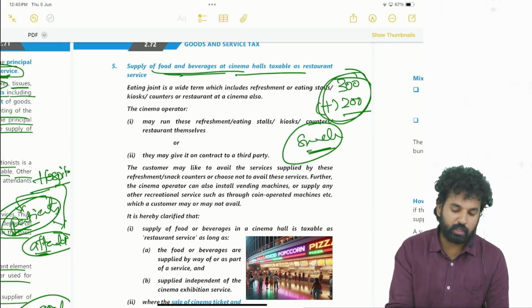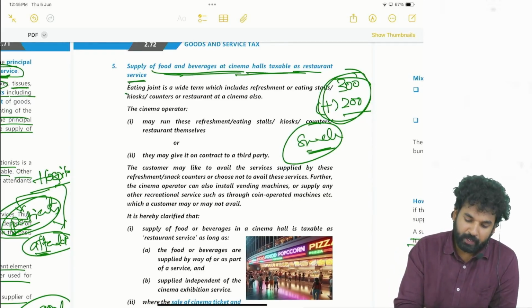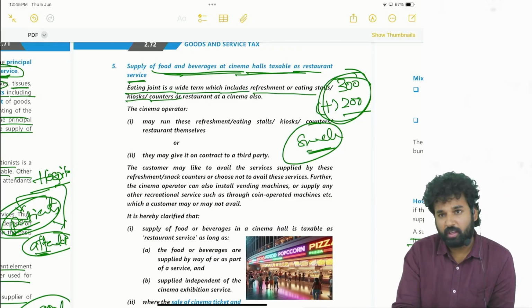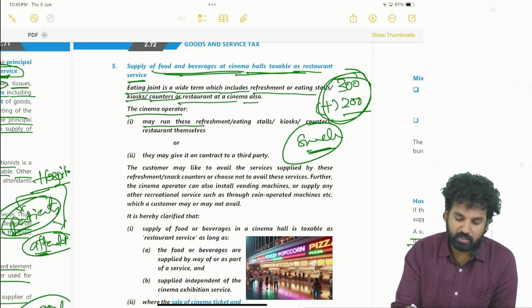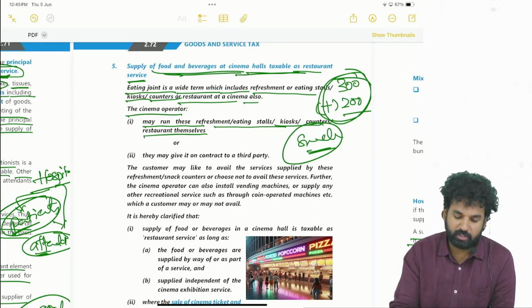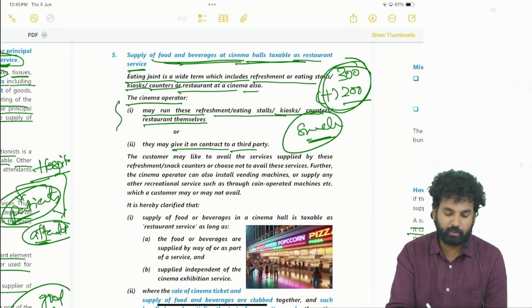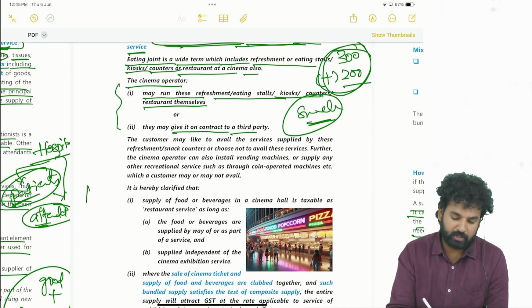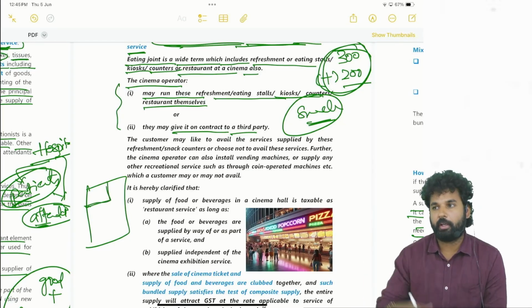See here, supply of food and beverages at the cinema halls, taxable as restaurant service. Eating joint is a wide term, which includes refreshment or eating kiosks. Kiosks means counters or restaurants at a cinema also. The cinema operator may run these refreshment stalls, kiosks, counters, restaurants themselves, or they may give it on contract to a third party. That means the cinema hall is running a restaurant, or this restaurant is given to a third party.